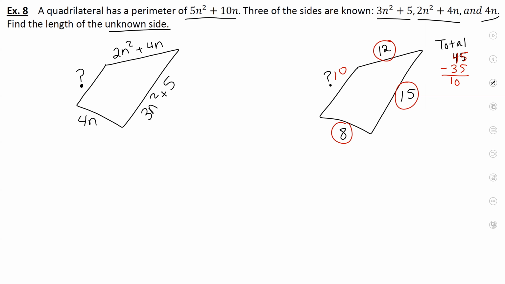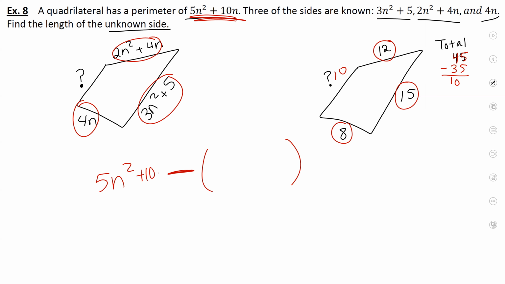Okay. So we're going to do the same concept over here. We're going to add up all the sides and then subtract it. Whatever we get here, I'm going to subtract it from the total they gave me. This is the total, 5n squared plus 10n. Do you guys understand what we're going to do? Over here, we did 45, the total minus 35. Here I'm doing the total minus all of these added together. Okay? And you guys already know how to add these together. That's what we've been doing in previous examples. So let's go ahead and start.